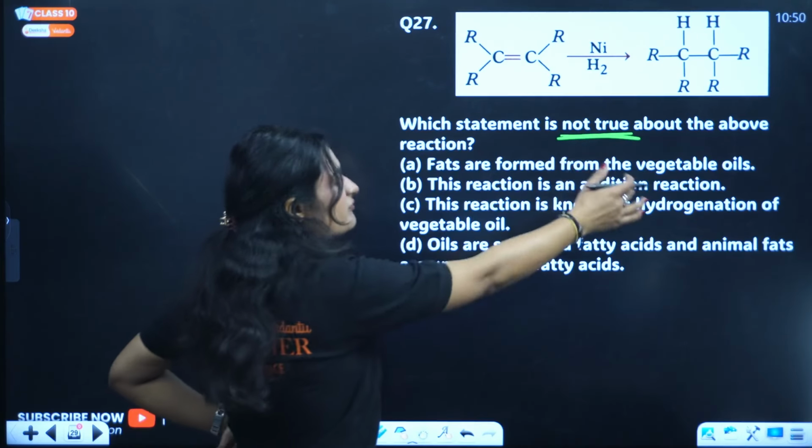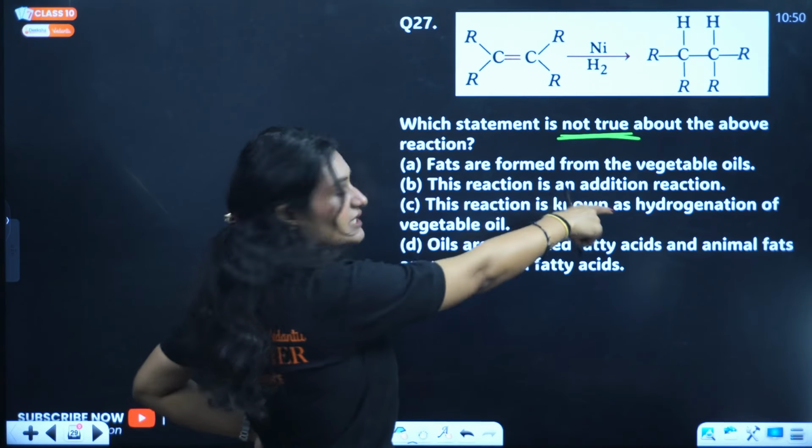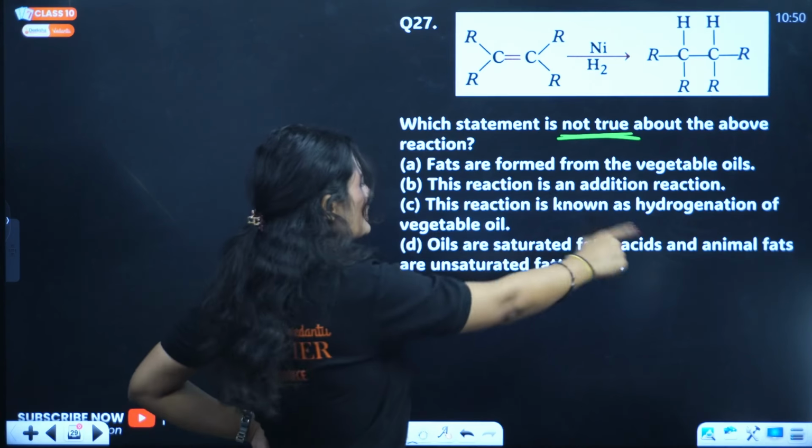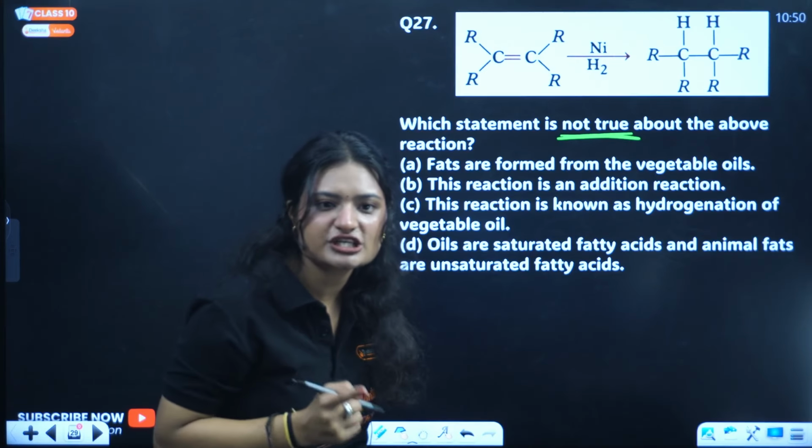Fats are formed from vegetable oils. Correct. This reaction is an addition reaction. Correct. This reaction is not an hydrogenation. Yes, this is a hydrogenation reaction.